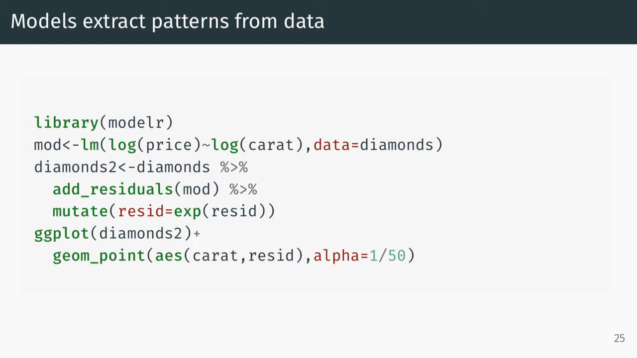We can use models to extract patterns from data. Here's a model that explores the relationship of price and carat by taking the logs of both. And then we take that model and add the residuals. Basically this plot is a plot of the residuals versus carats in the diamonds2 data set, with an alpha channel of 1/50th. So this is going to be very transparent, so we can see a lot of the observations despite overplotting.